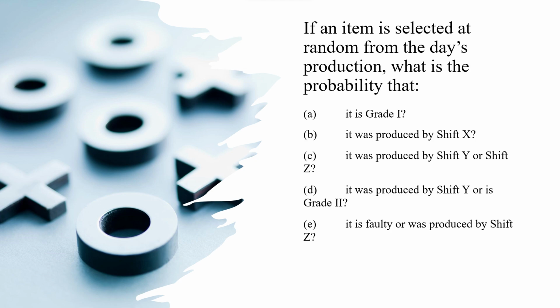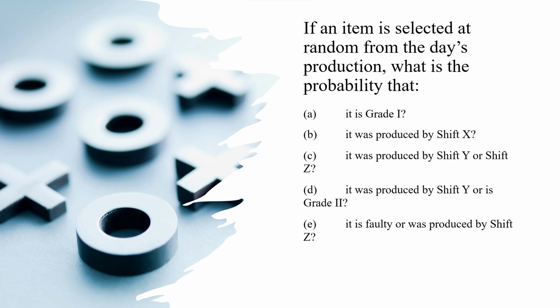Now we are going to find out the probability under 5 different scenarios. So how are we going to do it? It reads: if an item is selected at random from the day's production, what is the probability that, first situation, it is grade 1; second situation, it was produced by shift X; third situation, it was produced by shift Y or shift Z; fourth situation, it was produced by shift Y or is grade 2; and the fifth situation, it is faulty or was produced by shift Z.